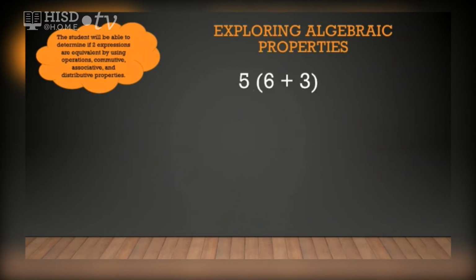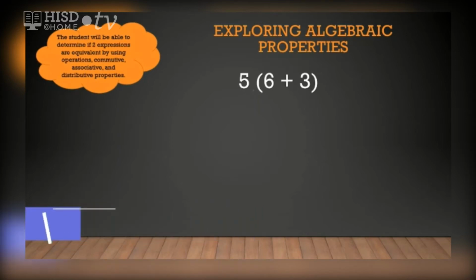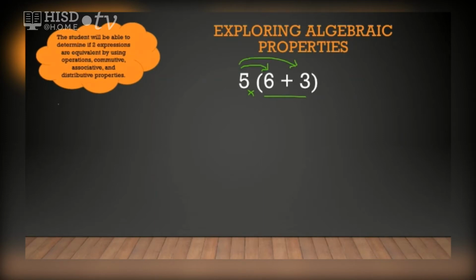Now we got to our final algebraic property, which is the distributive property of multiplication over addition. And what this is telling us is that if we have a multiplication over an addition inside of a parentheses, then what we can do is multiply each term inside of the parentheses by the number outside, and it's going to give us the same result as if I was doing the order of operations. So let's explore this expression to see if it's true.